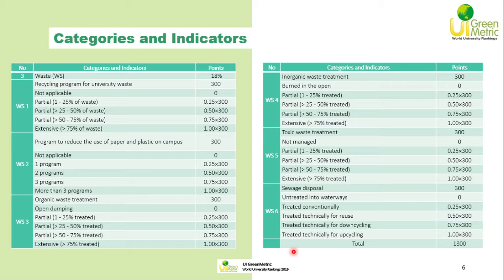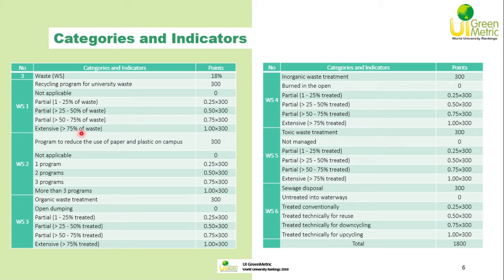Category 3, waste, has 6 criteria. The keywords in this category are recycling, reduction, and treatment. For recycling, it is required that 75% or more of your waste is recycled. This is criteria number 1. 75% or more of your waste is recycled.